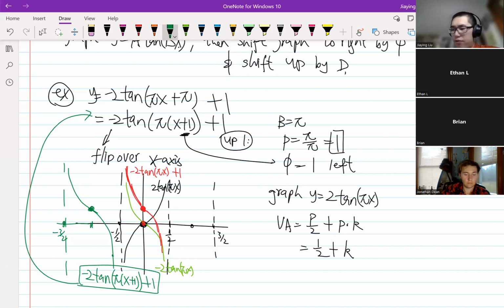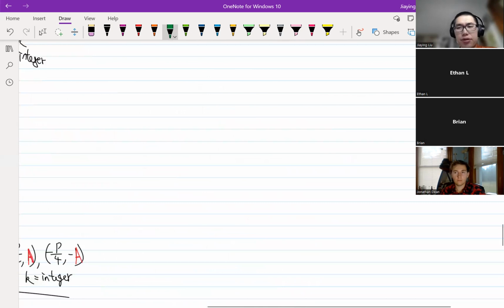Any questions about this graphing? All right. If you don't have questions on this, let's take a look at one example I have earlier on the side here.